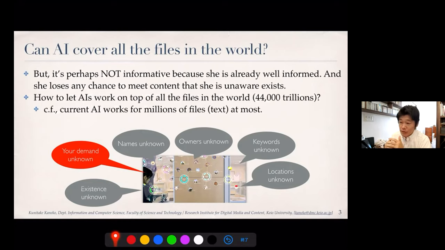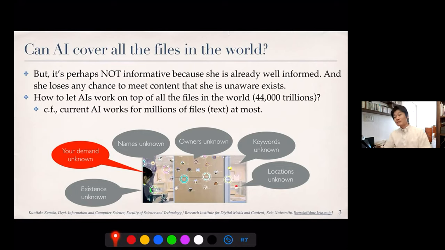However, the current technologies of AI cannot handle this number of files. Usually, the AI does the training phase, and the training data is about millions, okay? So the millions, billions, trillions, and then 44,000 trillions. I forgot how to say it in English, the thousand trillions. Maybe it has a better description.